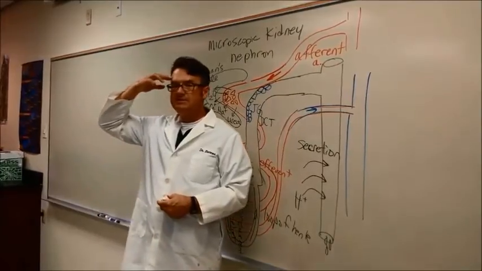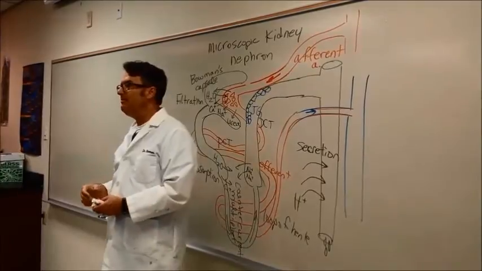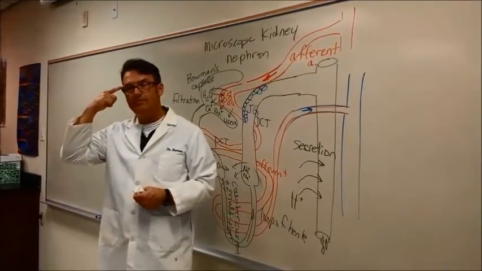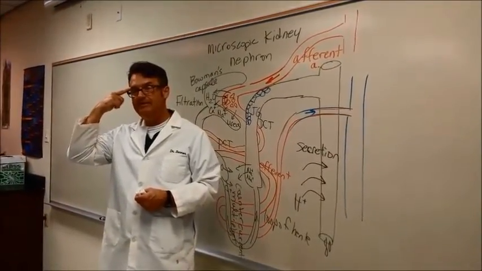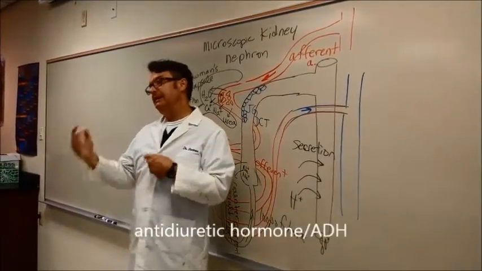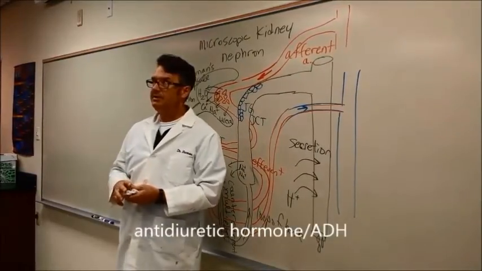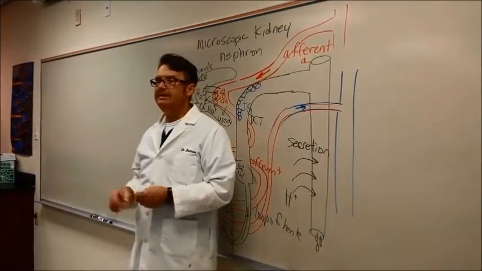There's also a system, listen to this, there's also a system in your brain, in the hypothalamus of your brain, that also monitors the blood for enough water. And if there's not enough, antidiuretic hormone is released from your posterior pituitary. Now listen close.